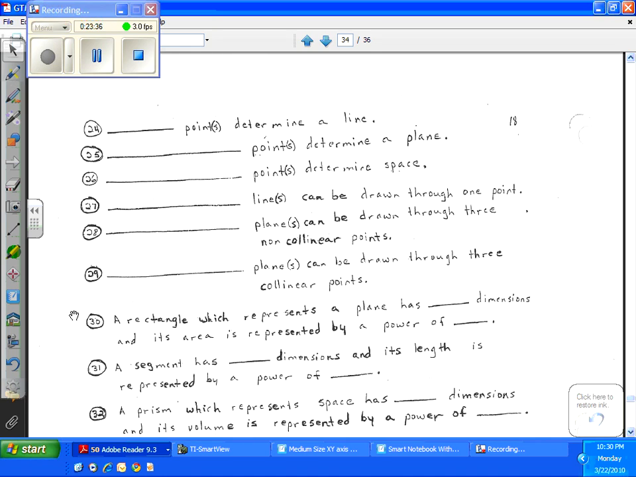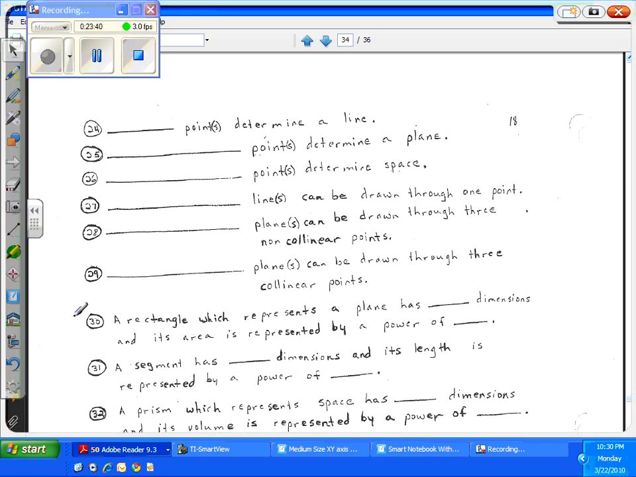All right, so now we're getting back into the points that determine a line and all of that. So what does it take to determine a line? Any 2 points. What does it take to determine a plane? 3 non-collinear points. 3 points not all in the same line. What does it take to determine space? 4 non-coplanar points.